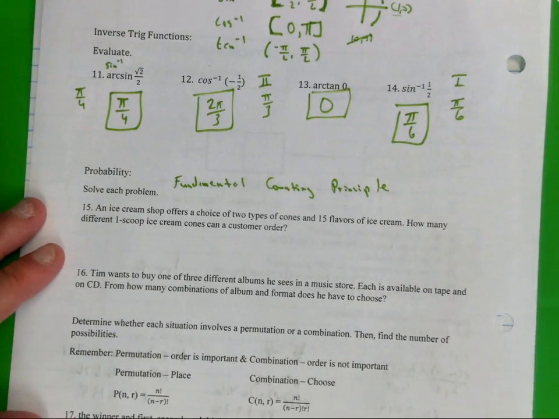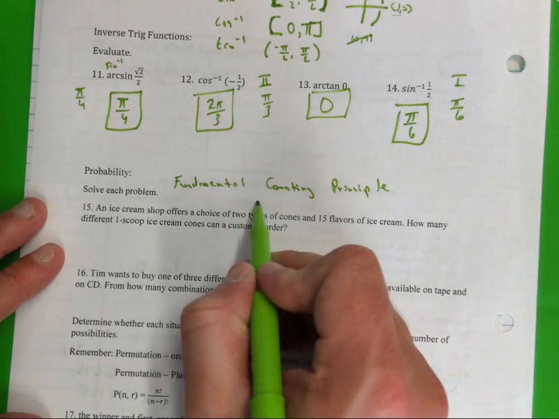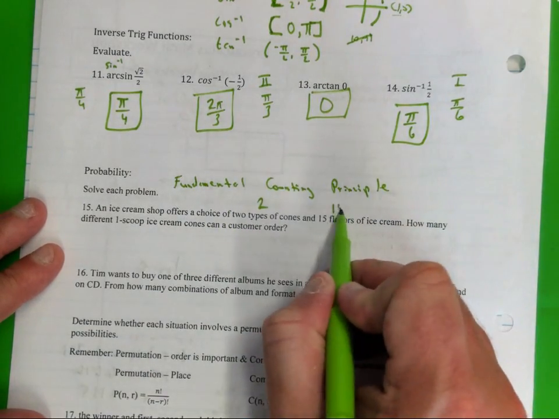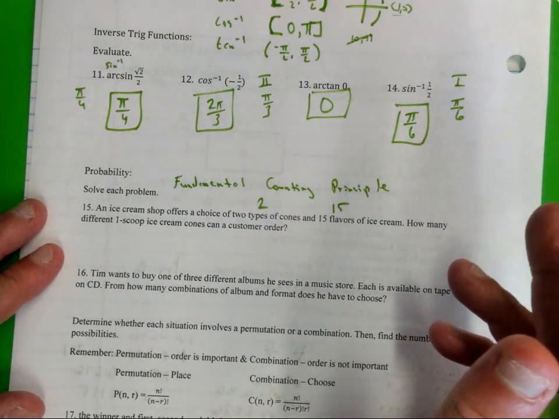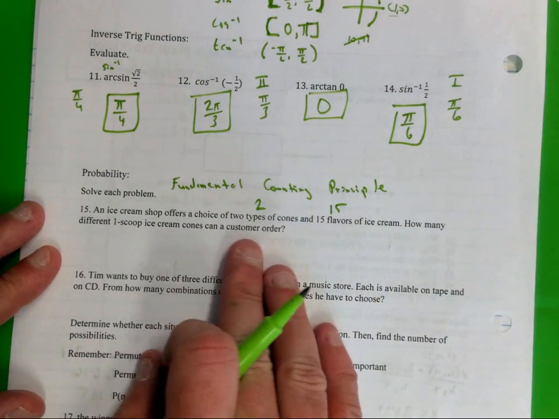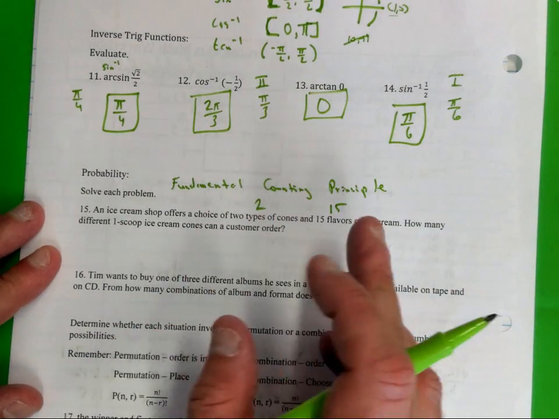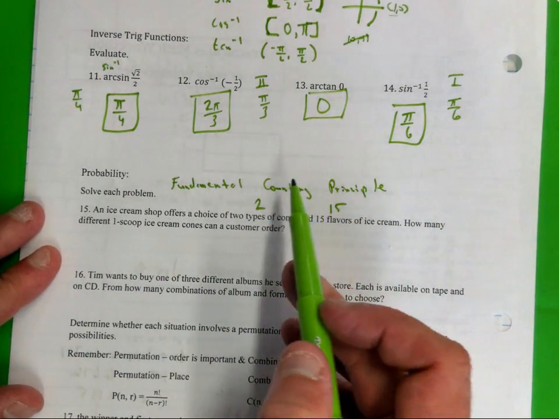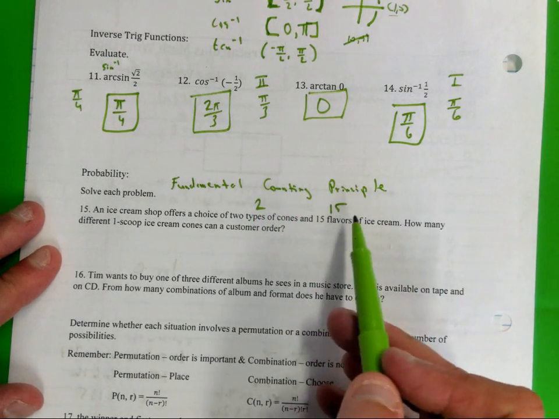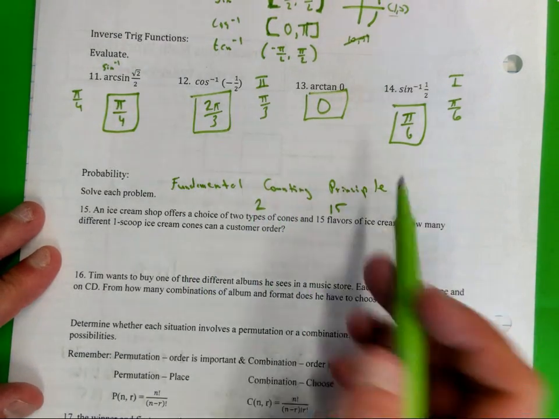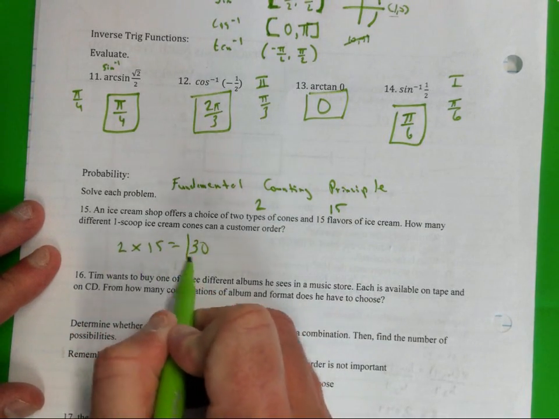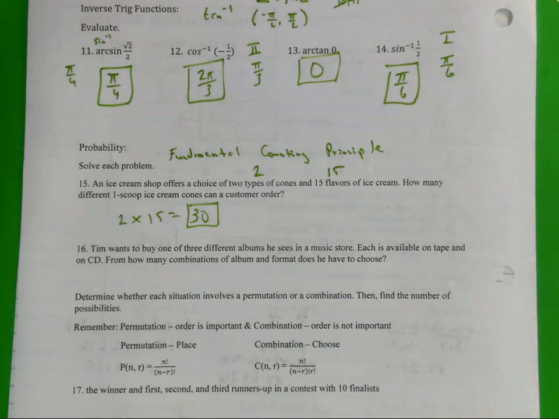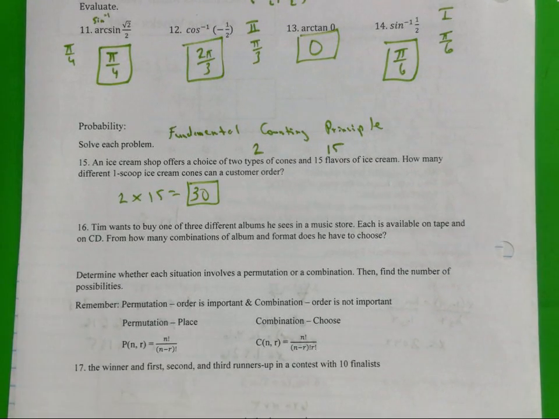It says an ice cream shop offers a choice of 2 types of cones. We've got 2 types of cones there and 15 flavors. How many different 1-scoop ice cream cones can a customer order? Well, we kind of talked about this in Math Workshop already. When they give you something like this and ask how many different combinations, I have 2 types of cones, I have 15 flavors, how many different 1-scoop ice cream cones? You just multiply that together. 2 times 15 equals 30. You got 30 different ice cream cones.